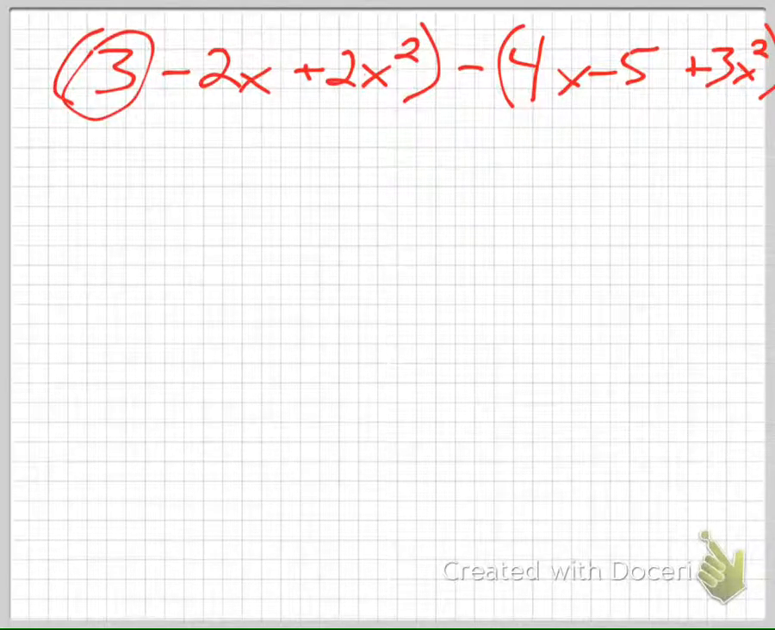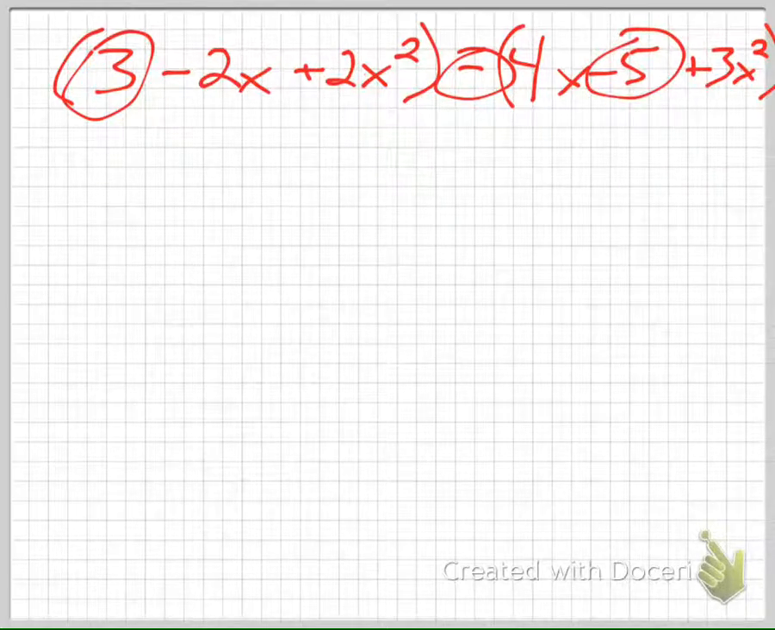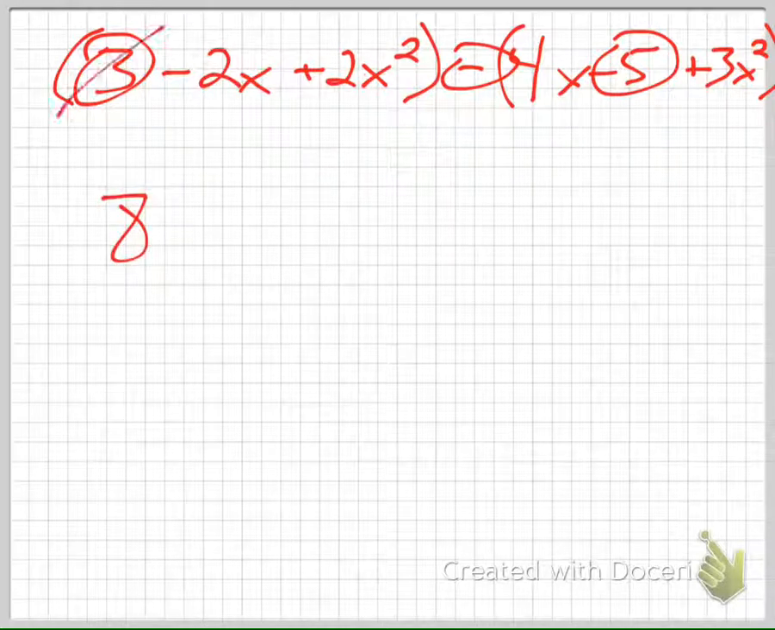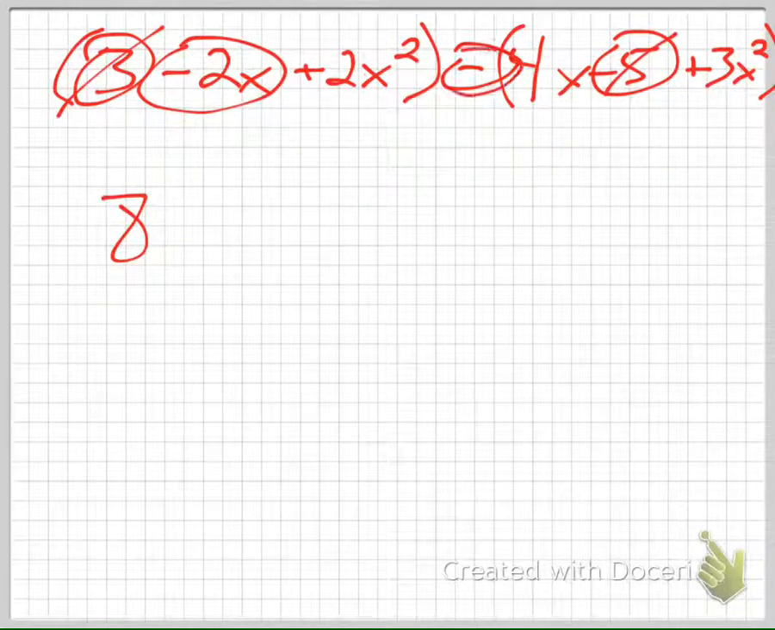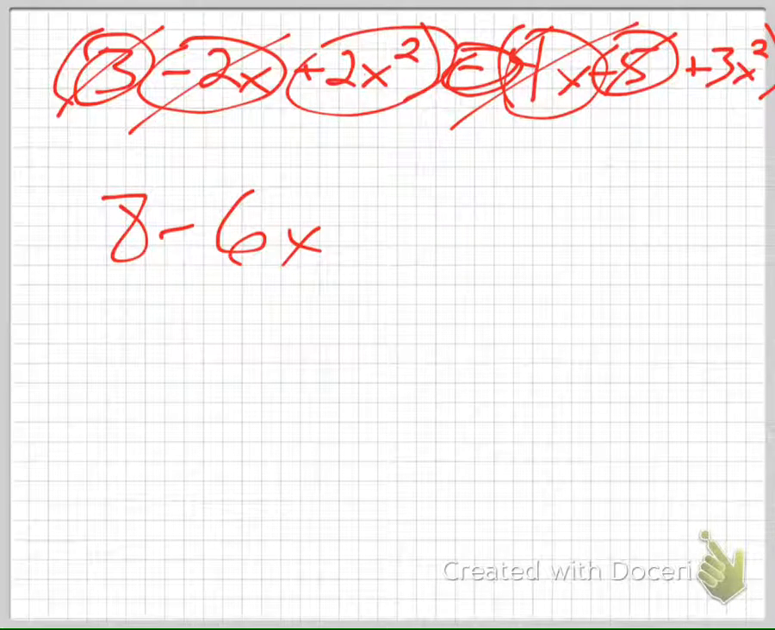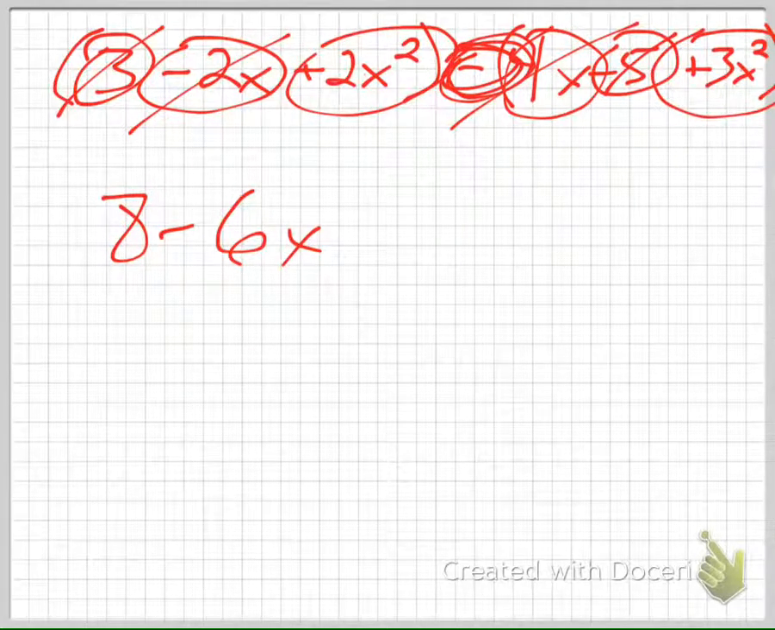It goes 3 minus negative 5. Do you see why? I mean, if you don't pay attention to that negative there, you're done. You're dead meat. What is 3 minus a negative 5? That's 8, right? Because it's 3 plus 5. 8. What is negative 2x minus 4x? Negative 6x. What is 2x squared minus 3x squared?